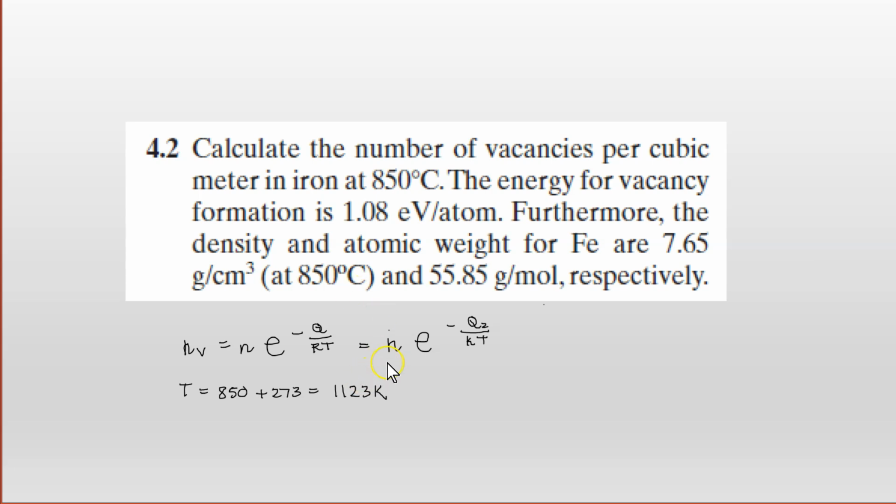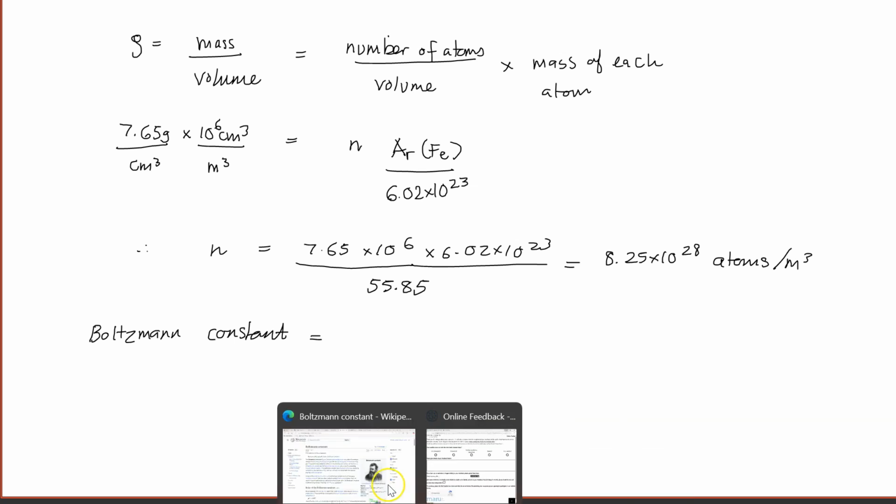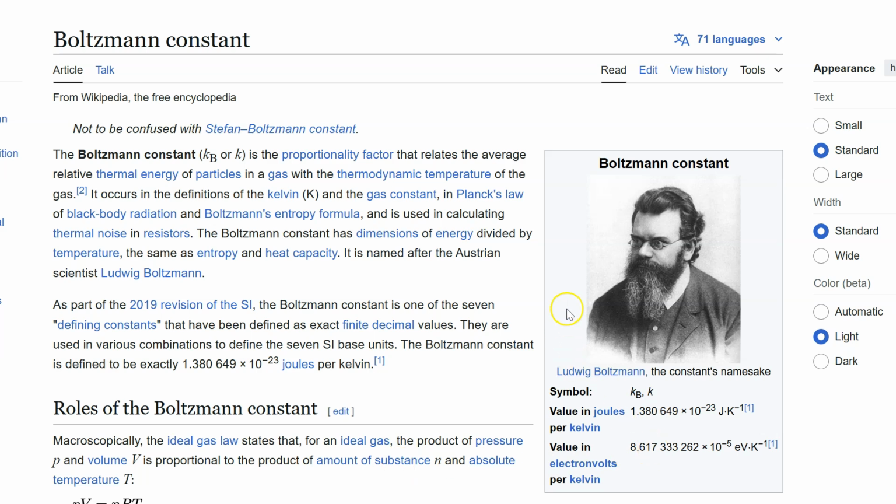Now in this equation here, we've found N, we've got T, we've got Q sub 2, which is the energy for vacancy formation, here given in electron volts per atom. So what we want is K, the Boltzmann constant, in electron volts. So doing a quick Google search, we see that the Boltzmann constant in electron volts is 8.62 times 10 to the minus 5.